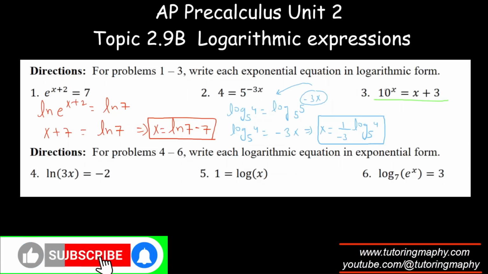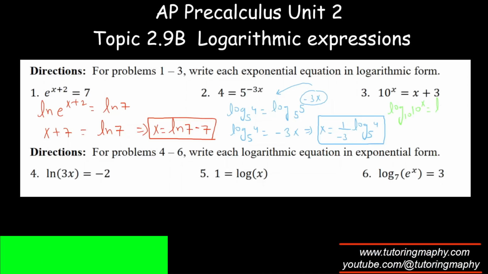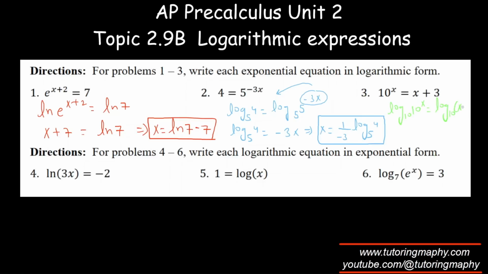Then we have this one, so I'm going to take log with base 10 on both sides. That's going to look like log with base 10 of 10 raised to x is equal to log with base 10 of x plus 3. X is thrown outside, so x is equal to log with base 10 of x plus 3. This is the final answer.